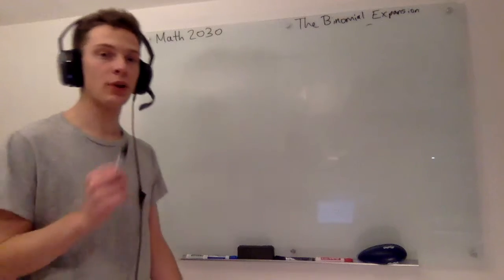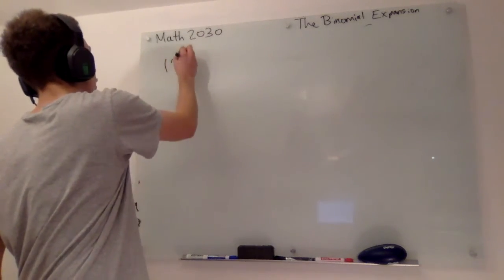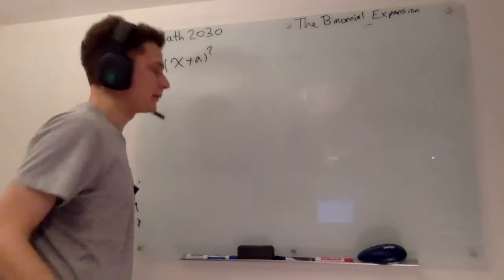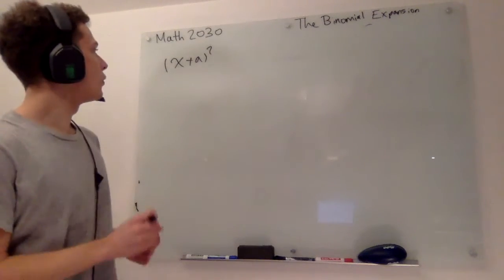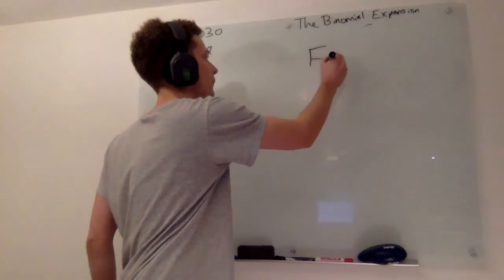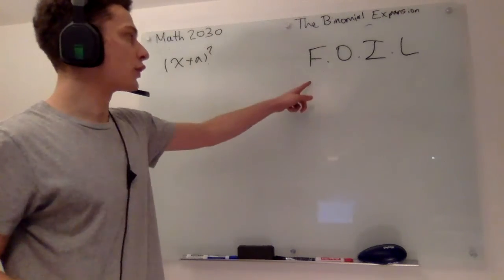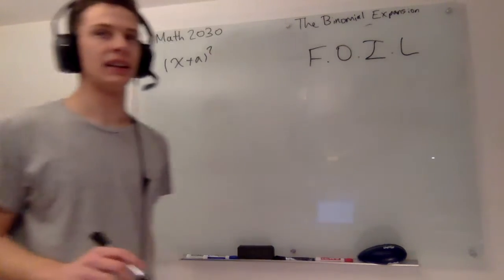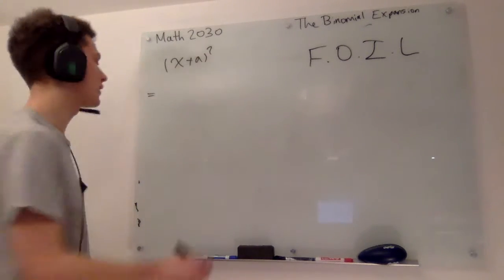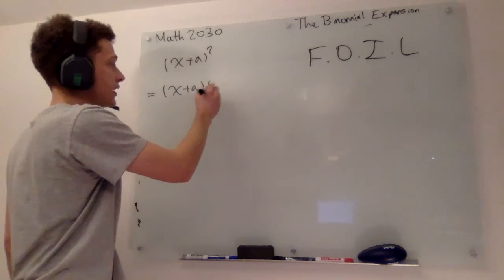First, what we're going to do is motivate our study with something that's familiar to all of us. We'll take an arbitrary binomial, x plus a, and we'll square it. We are taught if we want to expand this, we use a method called FOIL, which stands for first, outside, inside, and last. This is just a rule for expanding it out. We'll demonstrate it here quickly.